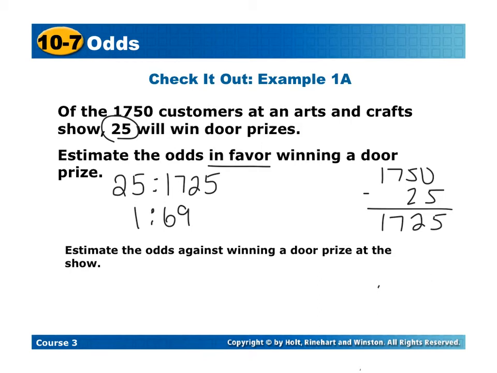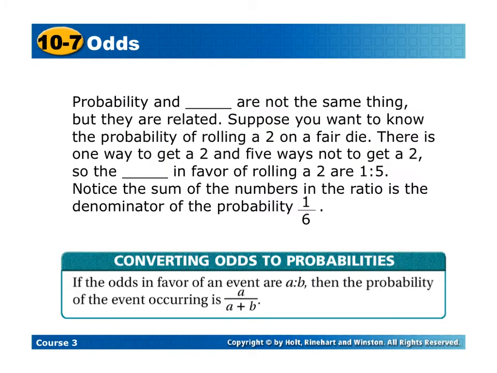And so the odds against is just simply switching our ratio around. So there's 69 chances that you would not win the door prize to 1 chance that you would. It's important to note that probability and odds are not the same thing, but they are related to one another.